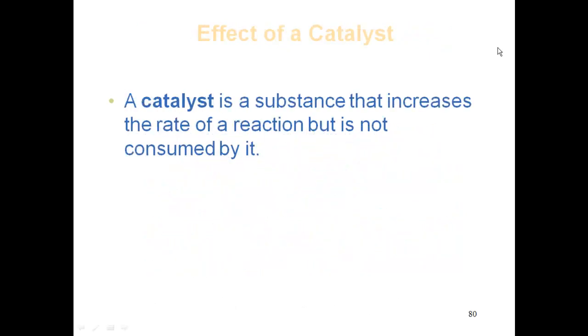A catalyst, you may recall, we discussed this in the previous chapter. That's a substance that increases the rate of reaction but is not consumed by it. So if I add a catalyst to a reaction, it's going to speed it up and it's going to go faster. But the question is, does it affect equilibrium? Can adding a catalyst affect equilibrium? Well, no, it's only going to make you get there faster.